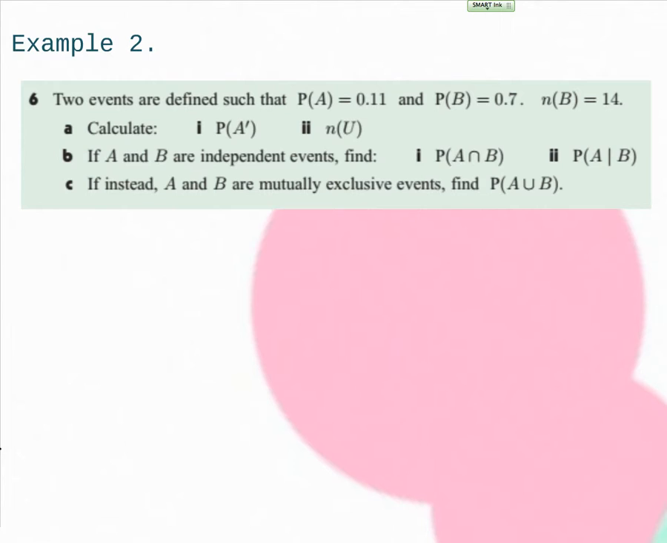Two events are defined such that the probability of A equals 0.11 and the probability of B equals 0.7. Remember that capital P stands for probability. What does the N stand for? It's something that we saw early on, but then we didn't really talk about it because it's kind of common sense-ish. The number. So what this part means, the number of events that are event B is 14. So there are 14 events that are whatever B is. So just a little reminder that that's the number.